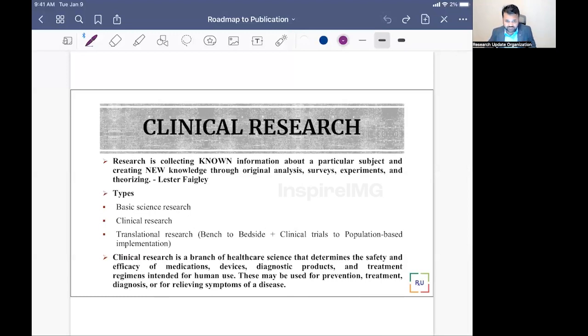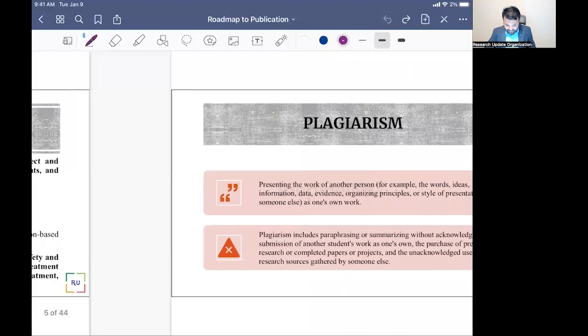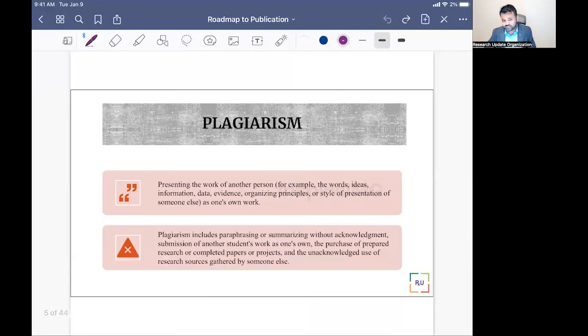So let's discuss clinical research itself. But before we jump into clinical research, I would like to explain the most common issue, and then we will move to the step-by-step approach. Plagiarism is presenting the work of someone else, whether it's words, ideas, data, information, evidence, or any principle, and naming it as your own work.